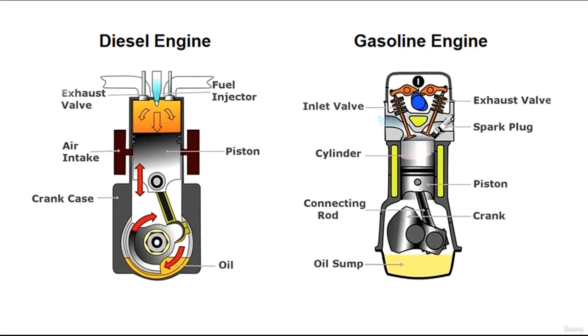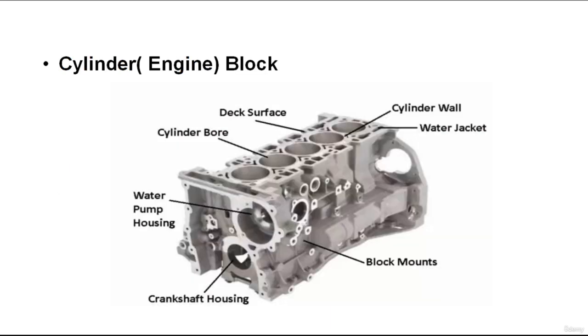A diesel engine is often called a compression ignition engine. This is because its incoming air is tightly compressed, which greatly raises its temperature. The fuel is then injected into the compressed air, and the heat of the compressed air ignites the fuel and combustion takes place. Let's move to discuss the engine parts.